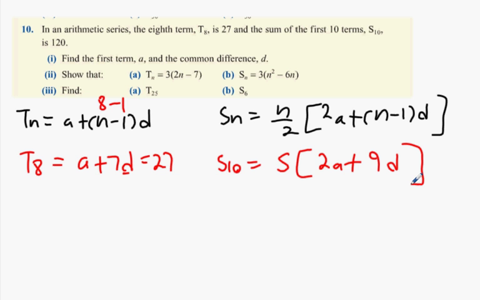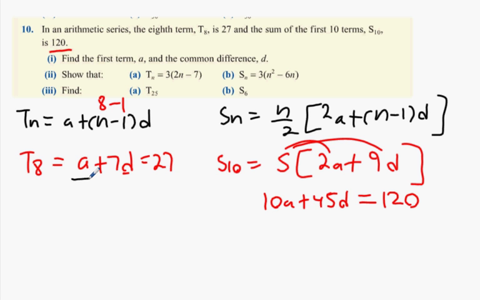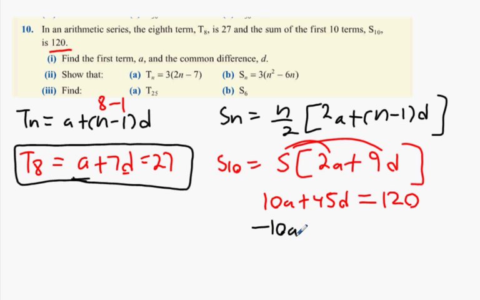Now, what does it say S10 is equal to? 120. So this multiplied out, 10A plus 45D is 120. Everybody right with that? Now, choose a letter to get rid of. I'm going to get rid of the A's, okay? So I need to multiply this formula here by minus 10. Everybody right with that? And then we get minus 10A minus 70D equals minus 270.